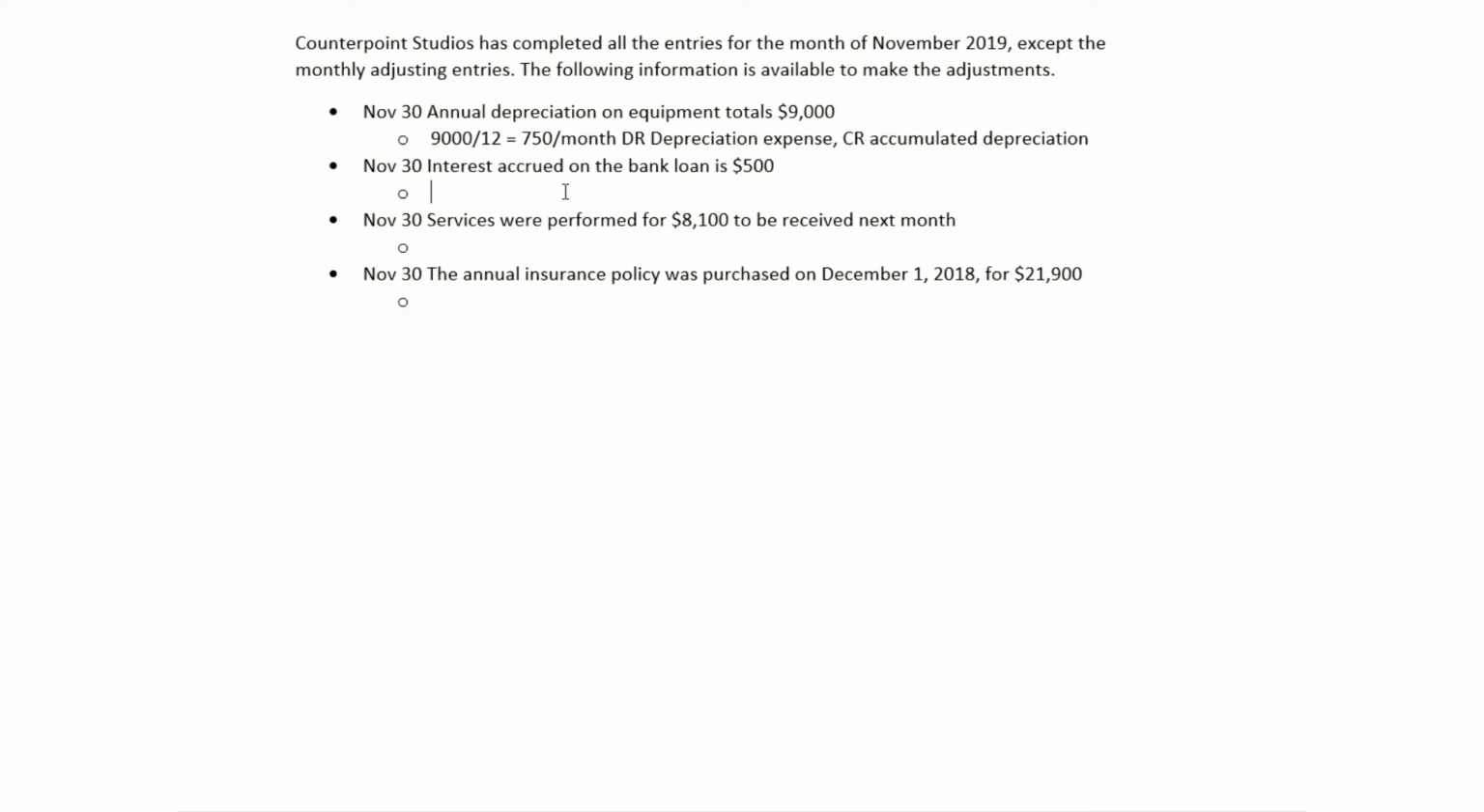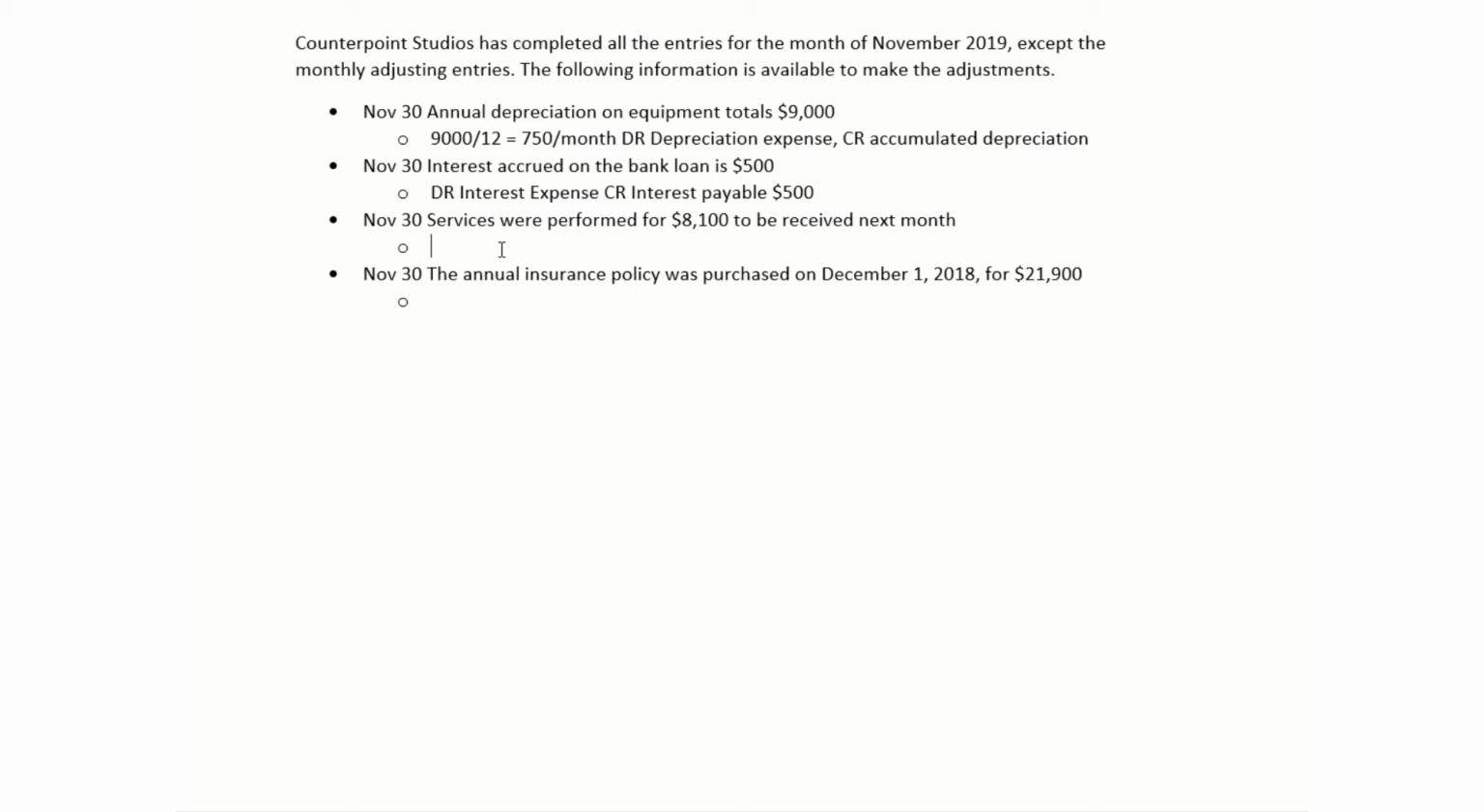The second point would be to record interest accrued on the bank loan of $500. In this case, they're telling us the amount for the month, so no extra math required. But we now will have interest payable with a credit, and we will have a debit to interest expense for the said $500.